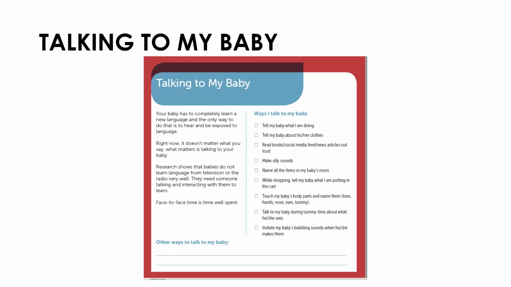The next section is talking to my baby. In this section, we are emphasizing what was discussed in the last section, which is intentional interactions with the baby. This one focuses on talking with the baby to help build language skills. You can say what's on the left of the page. Your baby has to completely learn a new language, and the only way to do that is to hear and be exposed to language. Right now, it doesn't matter what you say. What matters is just talking to your baby. Research shows that babies do not learn language from television, radio, tablets, or phones very well. They need someone face-to-face talking and interacting with them.